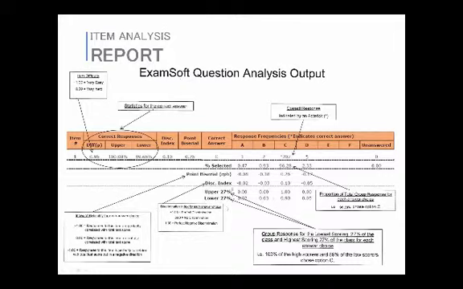Last thing, you can take a look at how the upper 27% and lower 27% did, just not on the correct answer, which we've already taken a look at. For the students who didn't choose the correct answer that were in these groups, where did they end up on the question? So it gives you a breakdown of that.